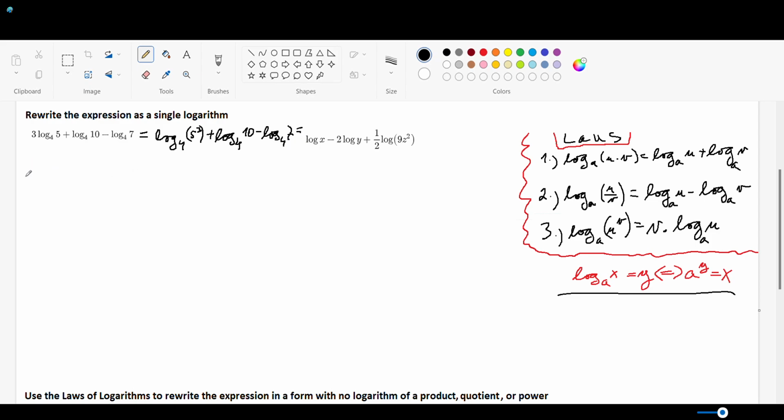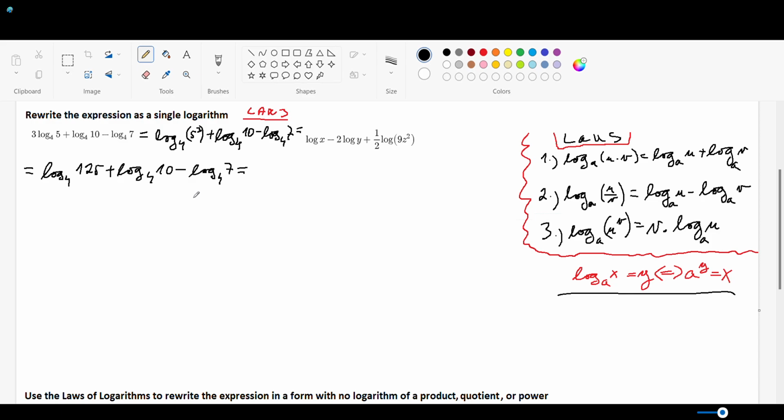This is equal to, so in this case we used the law number 3. Now we will use the fact that logarithm base 4 of 5 to the power of 3 is 125, plus logarithm base 4 of 10 minus, or take away, logarithm base 4 of 7.